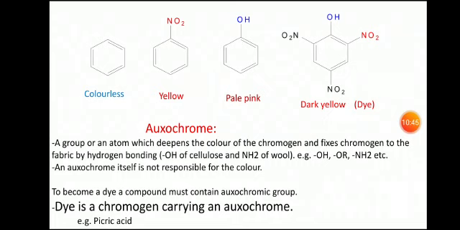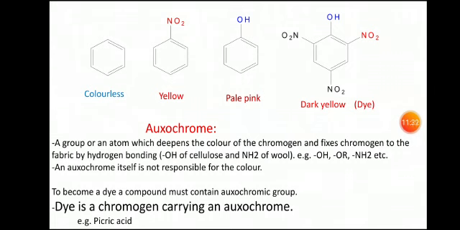So an oxochrome is a group like OH, COH, SO3H, or NH2, which makes the compound dark colored. This means it deepens the color of the chromogen and fixes the chromogen to the fabric by hydrogen bonding. The oxochrome itself is not responsible for color. To become a dye, a compound must contain an oxochromic group. So a dye is a chromogen carrying an oxochrome. This means there should be a chromophore and an oxochrome for a compound to be a dye.